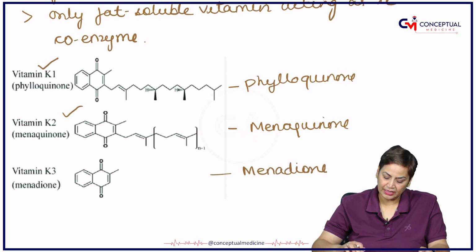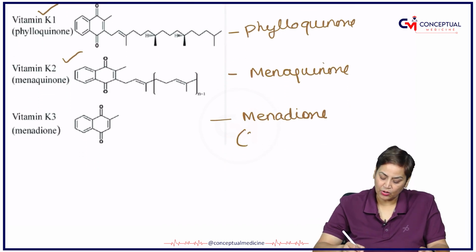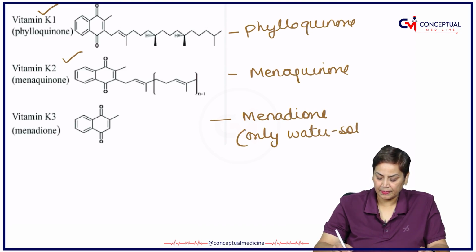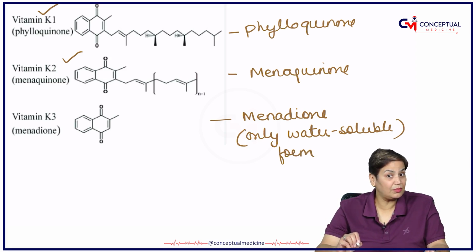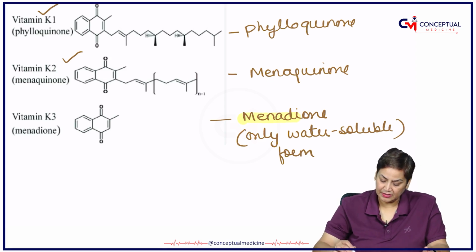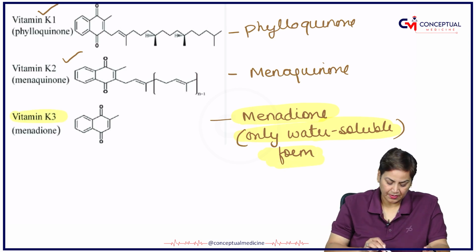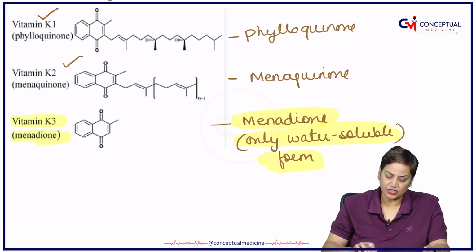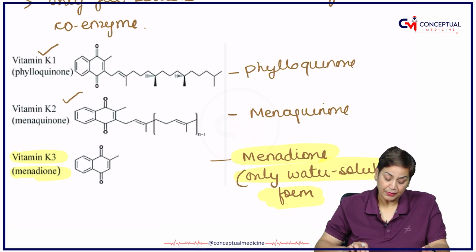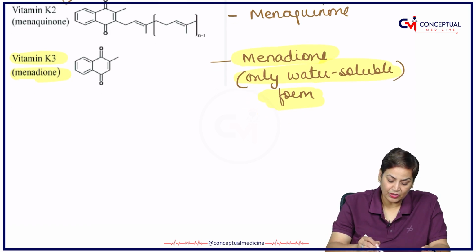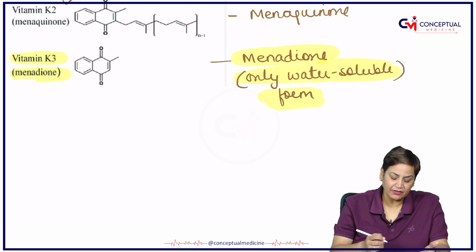So, menadione is the only water-soluble form of vitamin K. Otherwise, phylloquinone and menaquinone are fat-soluble, because vitamin K is a fat-soluble vitamin; only menadione is the water-soluble form. And this is the structural difference between vitamin K1, vitamin K2, and vitamin K3. Now we come to the functions.